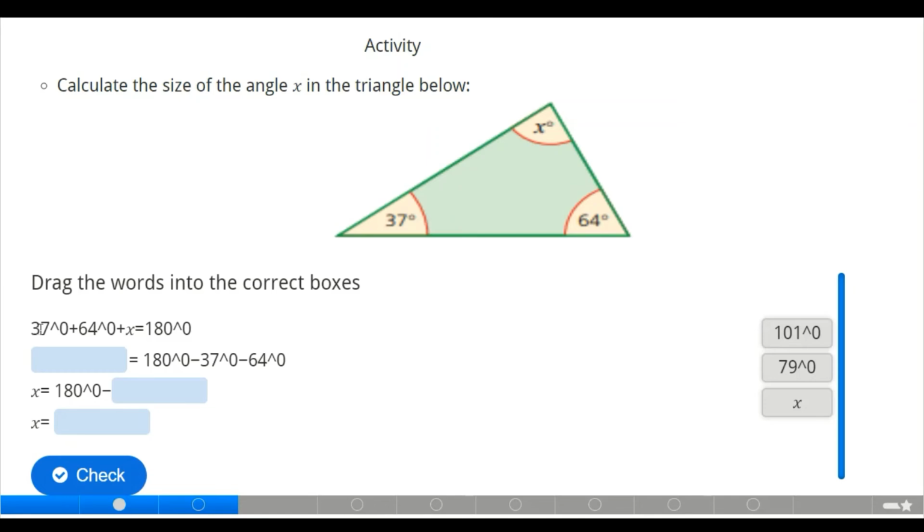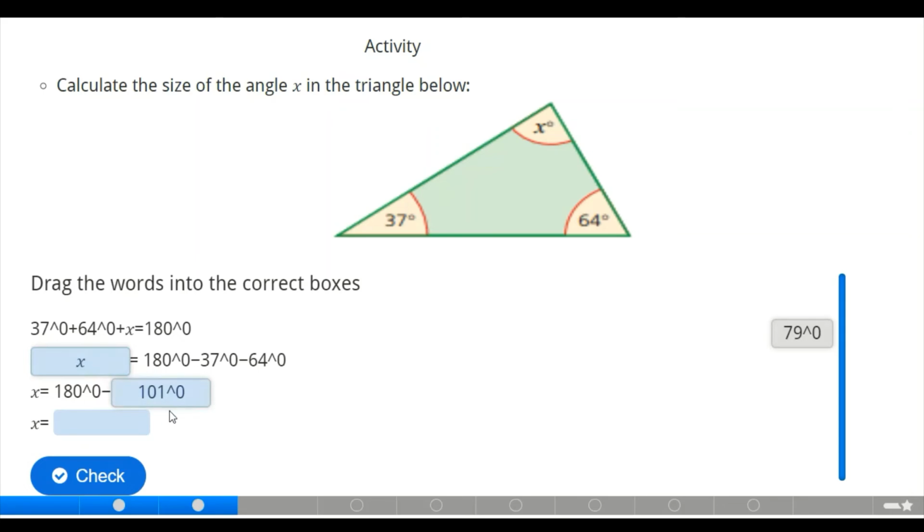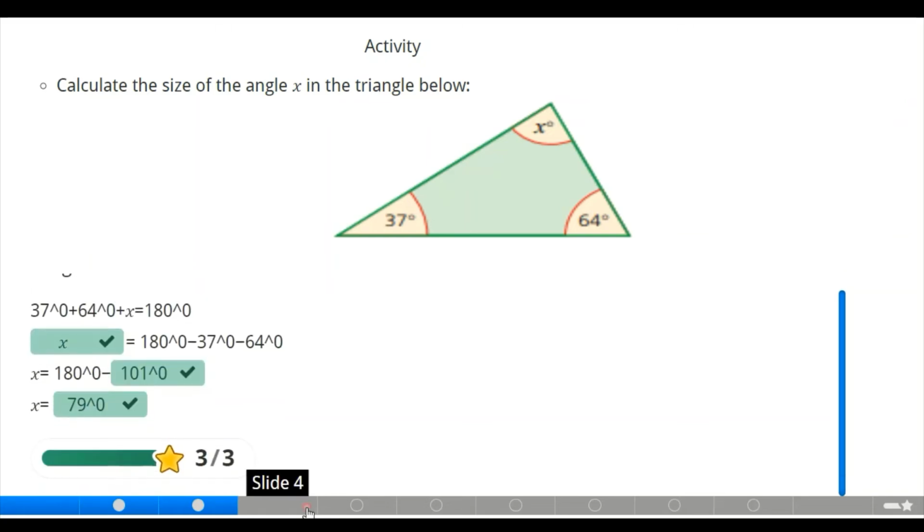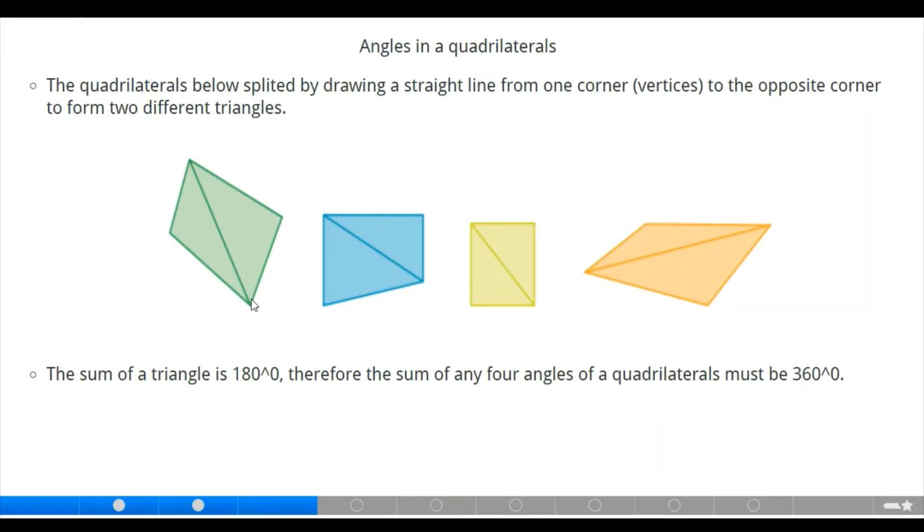So we have 37 degrees plus 64 degrees giving 101, which is 101 plus S. What is missing here is S, because what we are calculating is 180 minus 101. We take 101 to the other side, so it changes to minus. So we have 180 minus 101 to give us 79 degrees. Let's check. Okay, that's cool. Now let's look at the next shape.